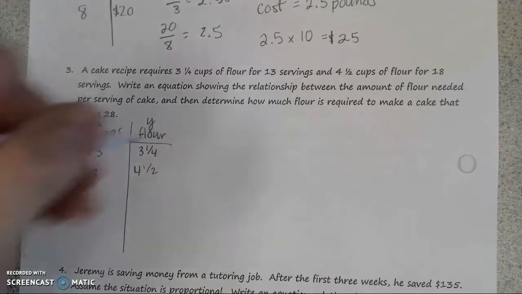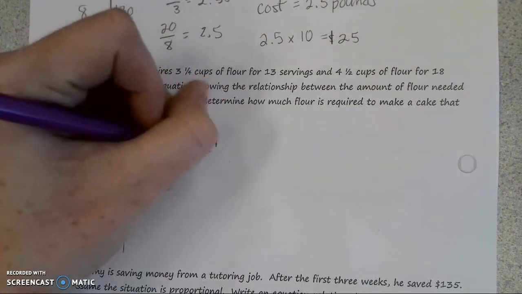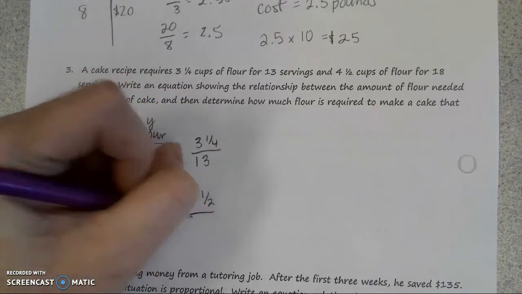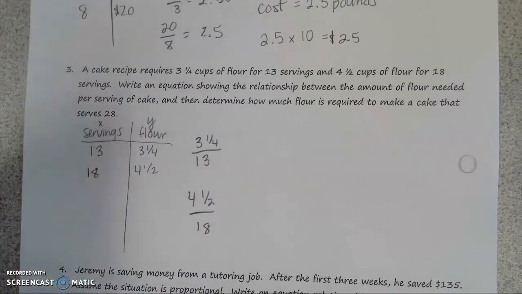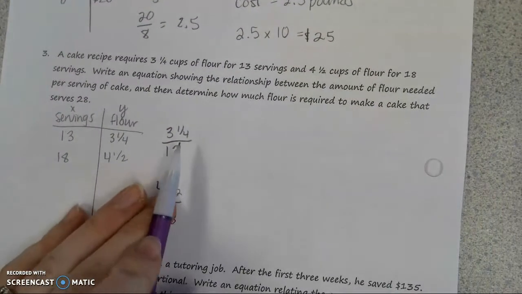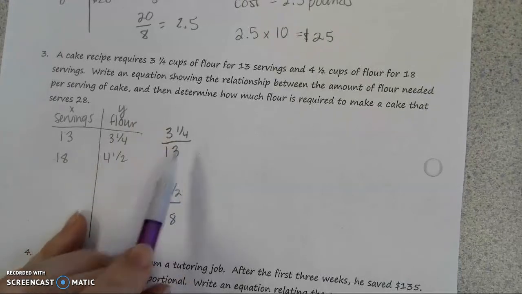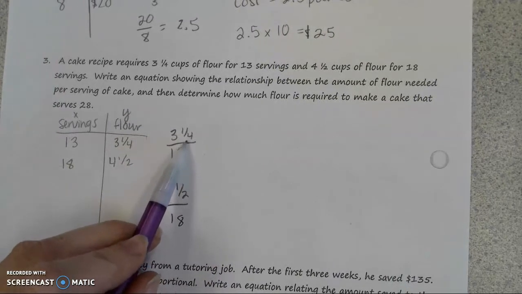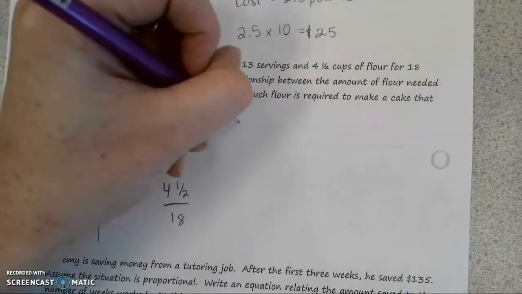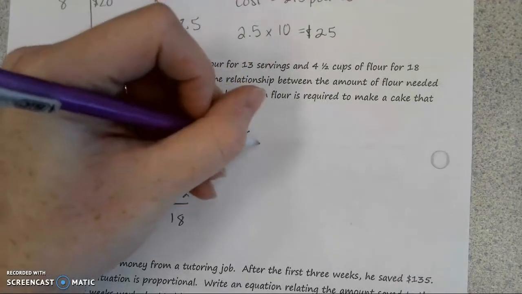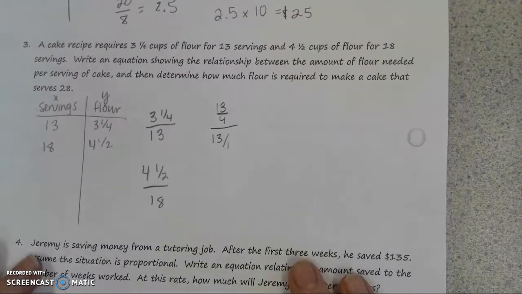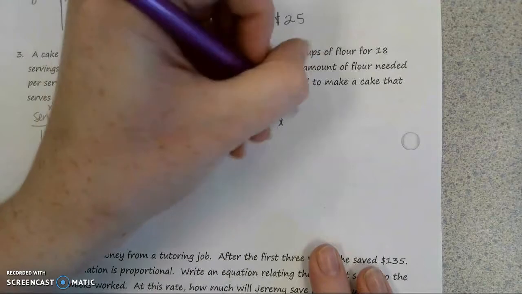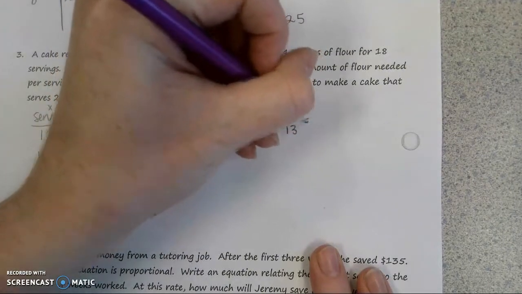So if we set this up, we're going to do 3 1/4 divided by 13 and 4 1/2 divided by 18. So if we do this division, I'll show you how to do it real quick. So we need to take this mixed number and change it to an improper fraction. So to do that, we use that boomerang method. 4 times 3 is 12, plus 1 is 13. We keep that denominator, and then we're dividing by 13 over 1. Remember, when we're dividing complex fractions, we're multiplying by the reciprocal. So 13 over 4 times 1 over 13.